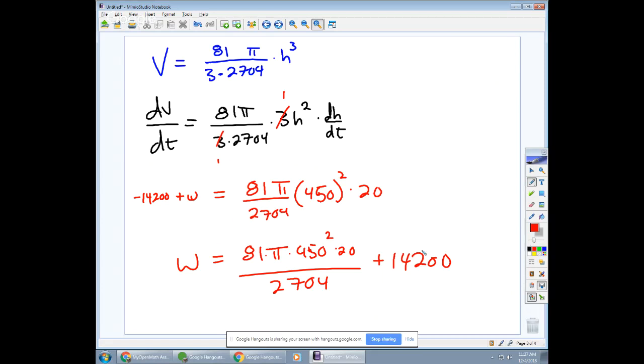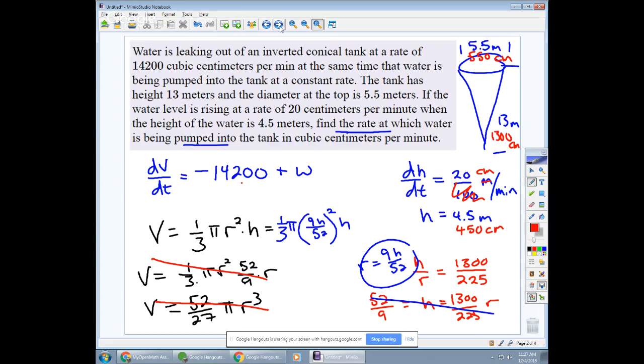Wait, I got a little confused. What did you get for 450 and 20 again? That was the given information. So we were given that when the height was that, the change in height was that, and dV dt is always that. Okay, I remember now. Yeah, so then I plug in that initial information.